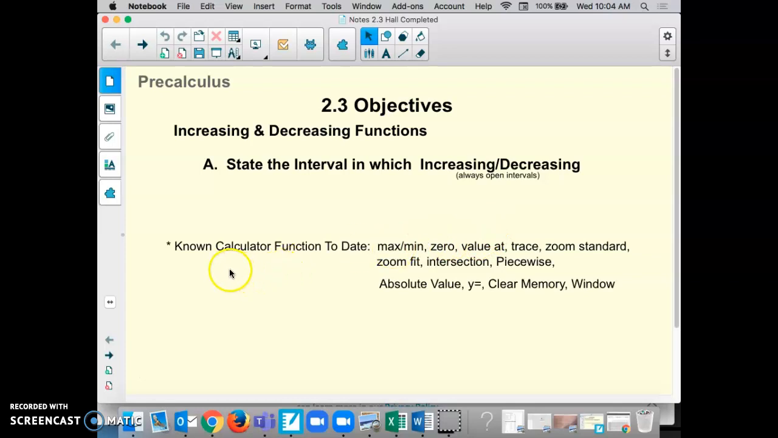Some things that you guys should know by now as far as your calculator usage are how to find max, min, zero, value at a certain point, trace, zoom fit, intersection, and how to deal with the piecewise, absolute value, and then how to clear your memory out of the calculator, how to change your window, and then what y equals is. If you don't, ask your teacher, ask me, Mr. Hall, or Ms. Zara. We want to make sure you guys know how to use your TI-84s or 89s.